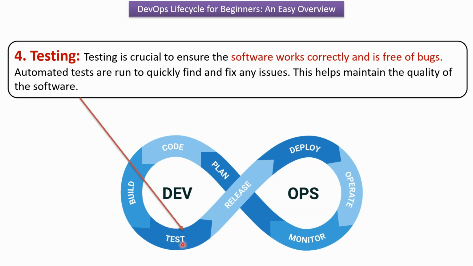Fourth step is testing. Testing is crucial to ensure the software works correctly and it is free of bugs. Automated tests are run to quickly find and fix any issues. This helps maintain the quality of the software.